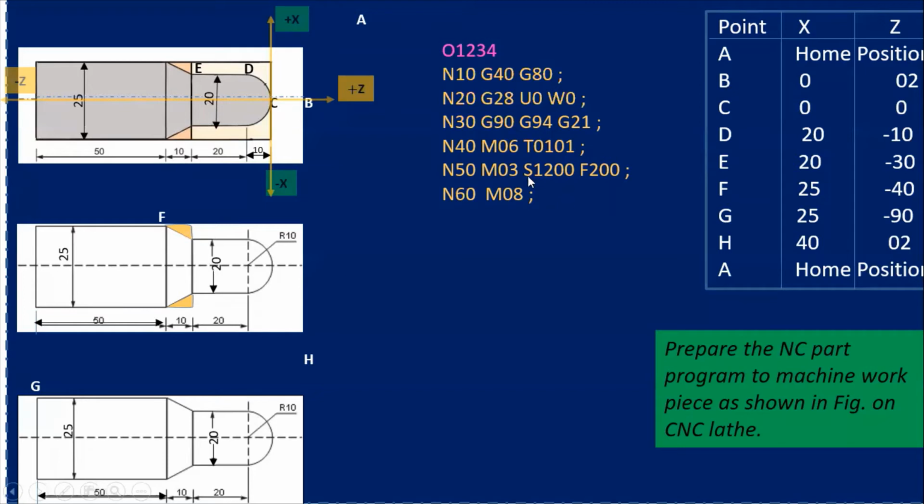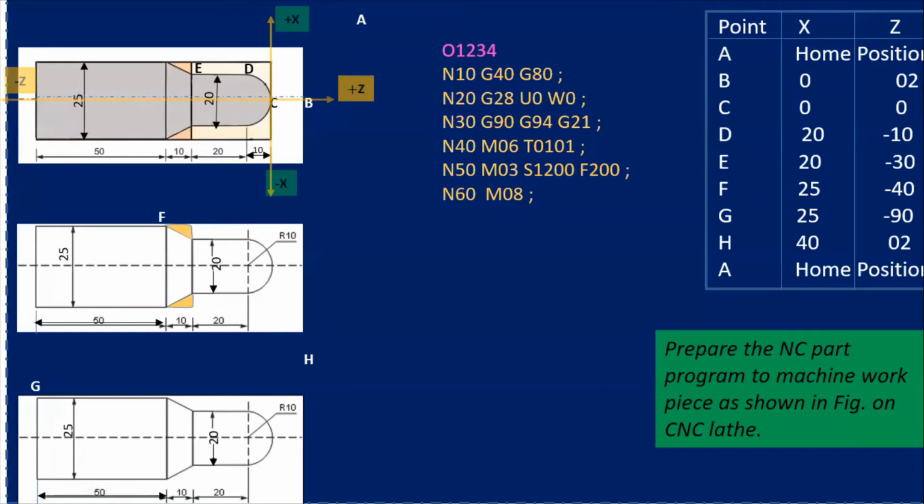S stands for the speed. So how much is the speed? 1200 RPM is the speed of that spindle. Feed rate is 200 per minute, because G94 stands for feed rate in per minute. Okay, and the next block is N60 M08, which means we start the coolant.